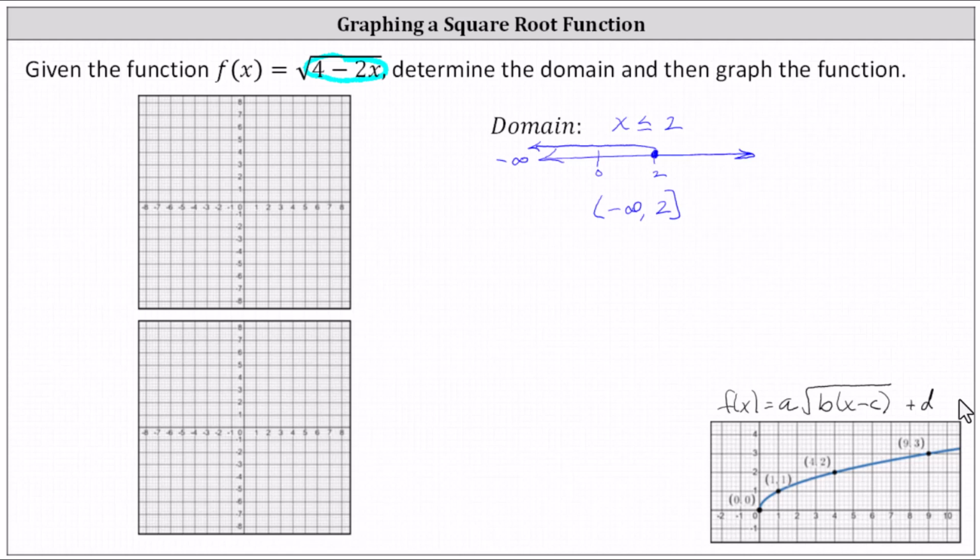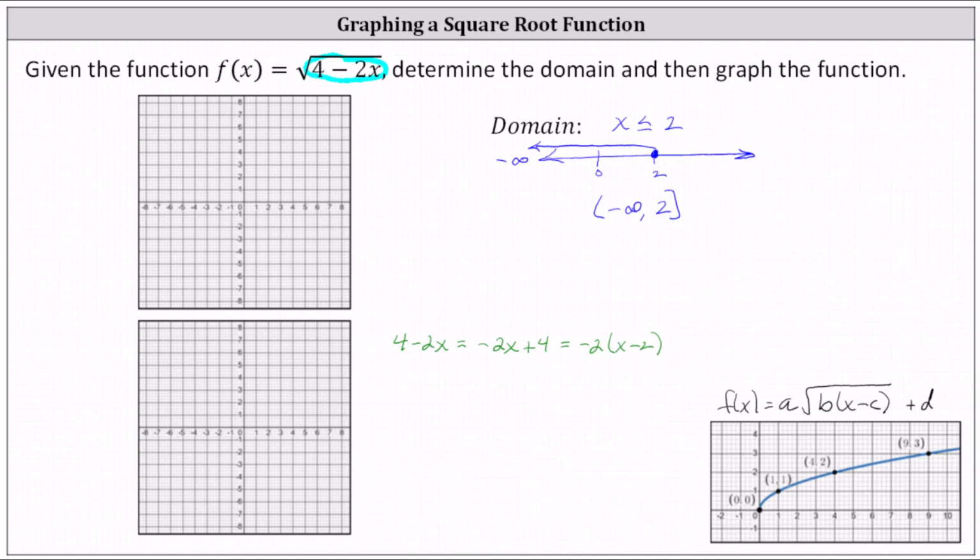However, to determine the values of b and c, we are going to have to change the form of the expression 4 minus 2x. Let's work on this first. We can write 4 minus 2x as negative 2x plus 4. And now let's factor out negative 2 and write the expression as negative 2 times the quantity x minus 2. Notice if we distribute, we still have negative 2x plus 4. This is the form we need to identify the values of b and c.